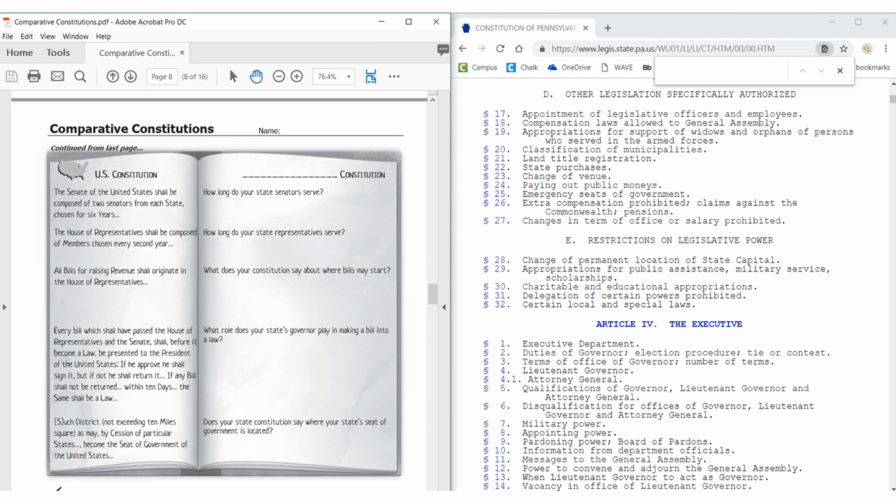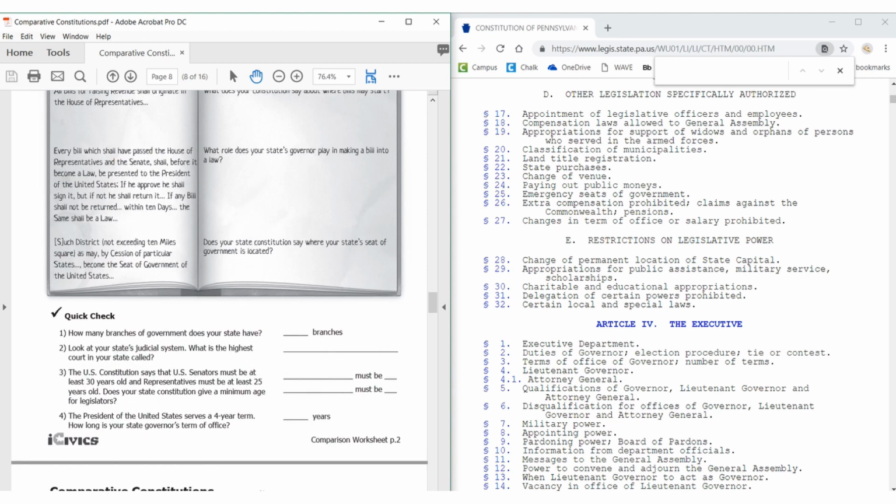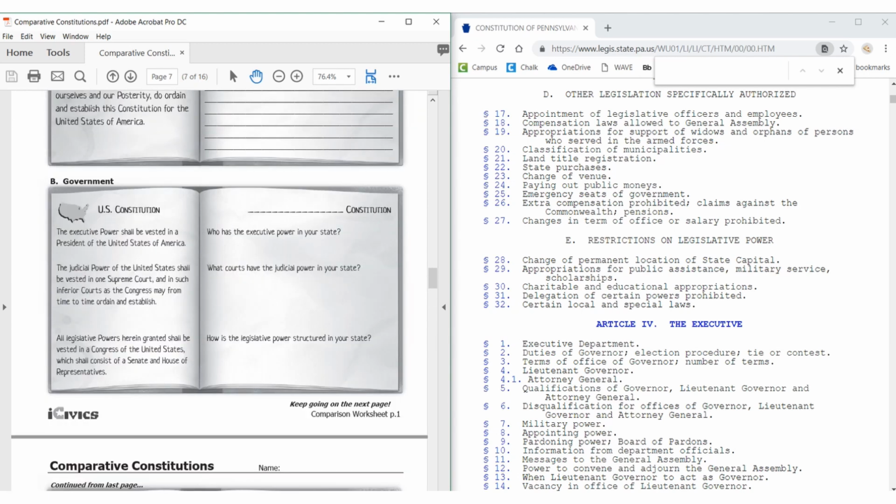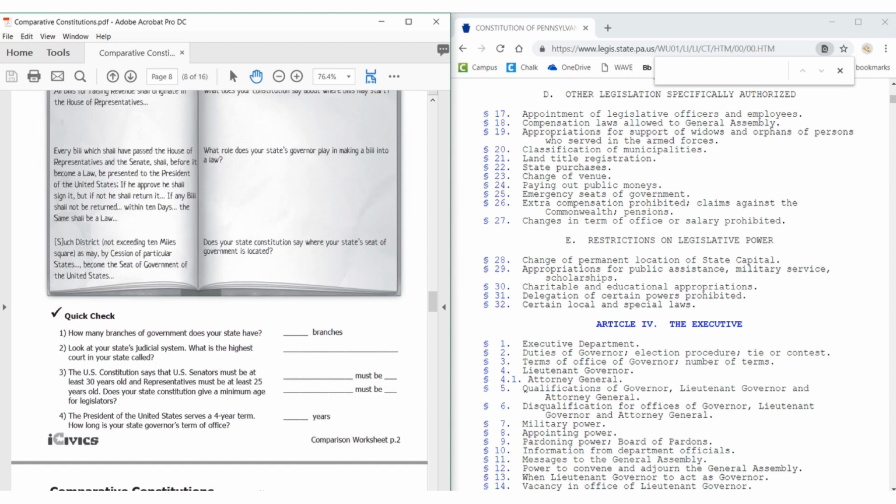Okay. So let's look at our next one. How many branches does our state government have? That should be a pretty easy question. Look at your state's judicial system. What is the highest court in your state called? We can go back and look at our answer right here. What courts have the judicial power?